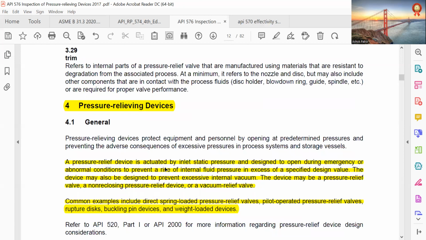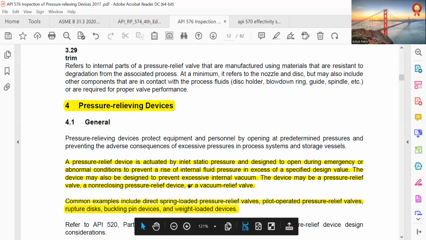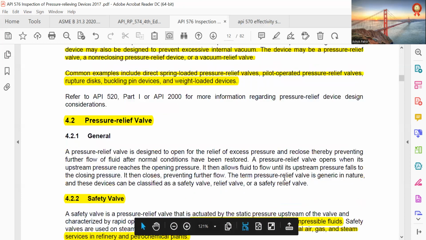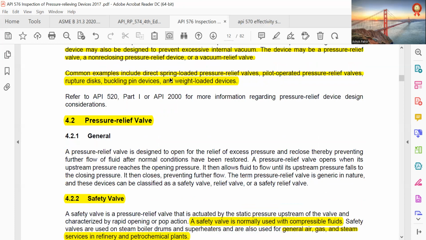So, pressure relieving device. The pressure relief device is actuated by inlet static pressure and designed to open during emergency or abnormal conditions to prevent the rise of internal fluid pressure in excess of a specified design value. The device may also be designed to prevent excessive internal vacuum. The device may be a pressure relief valve, a non-reclosing pressure relief device, or a vacuum relief valve. Common examples include direct spring-loaded pressure relief valves, pilot-operated pressure relief valves, rupture disc, buckling pin device, and weight-loaded device.